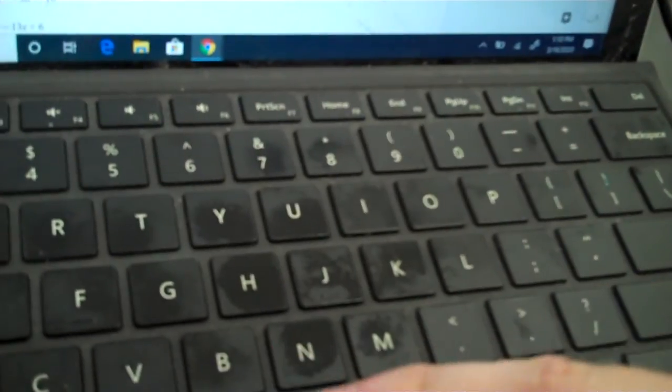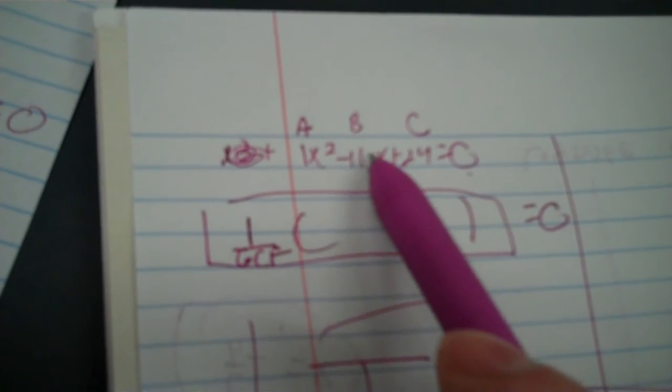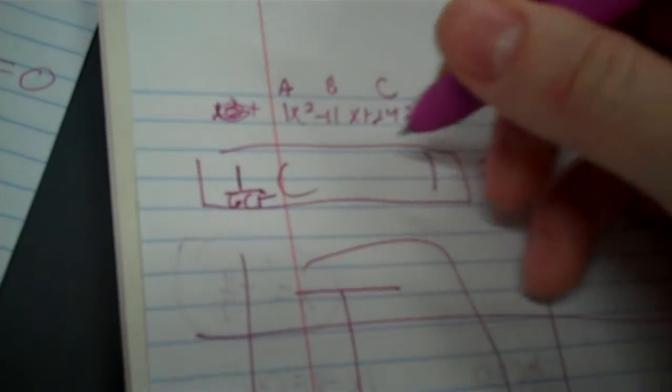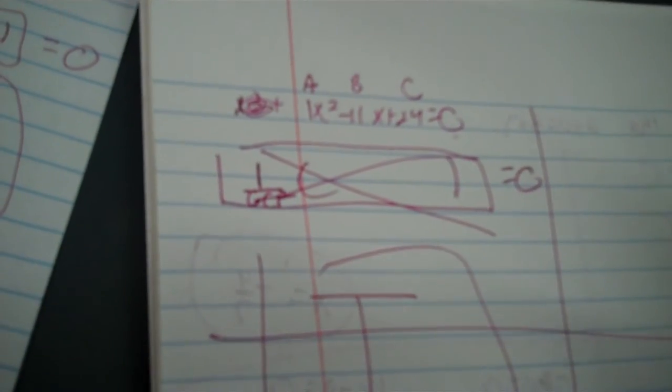Now GCF, I've got 1, 11, 24. Those all three have to appear in the same row, and they just would appear in the first row: 1, 11, and 24. If 1 is one of your numbers, it's going to be 1. Then we have x to the second, x to the first, but then we have this 24 without an x, so GCF's just 1. We wouldn't put an x with it, so get rid of that. You're not going to do the GCF on any of these today.